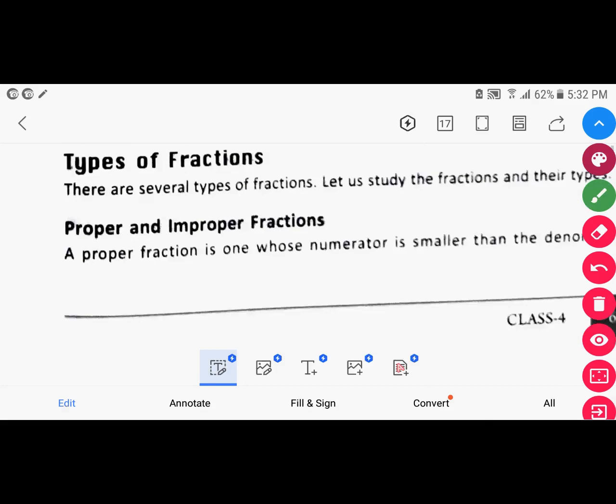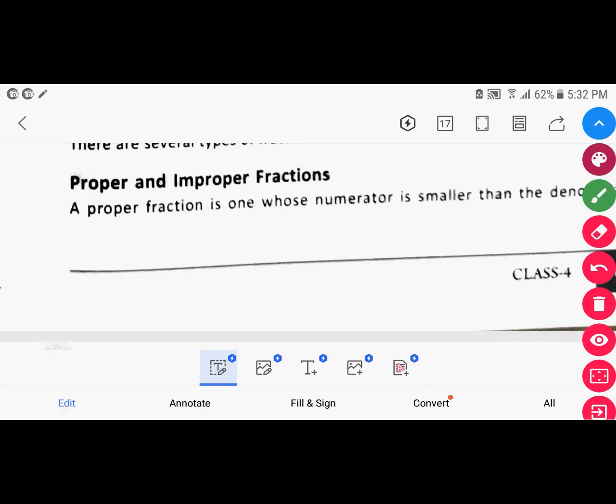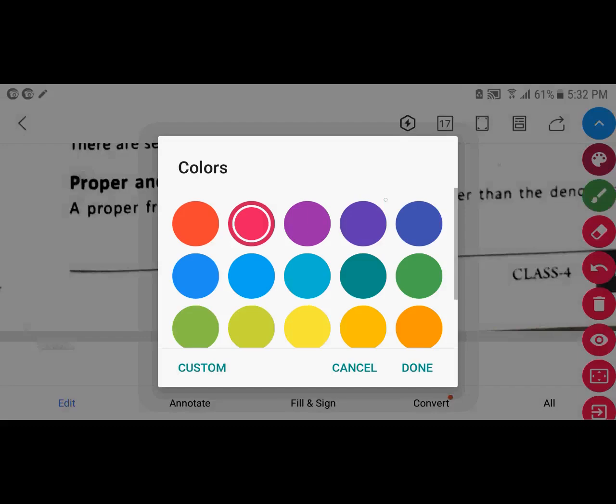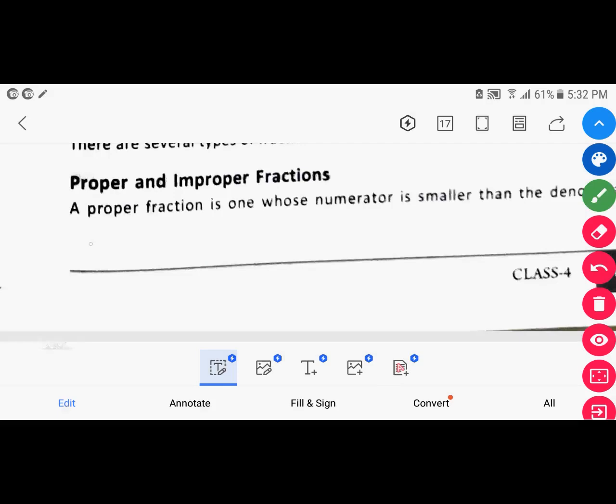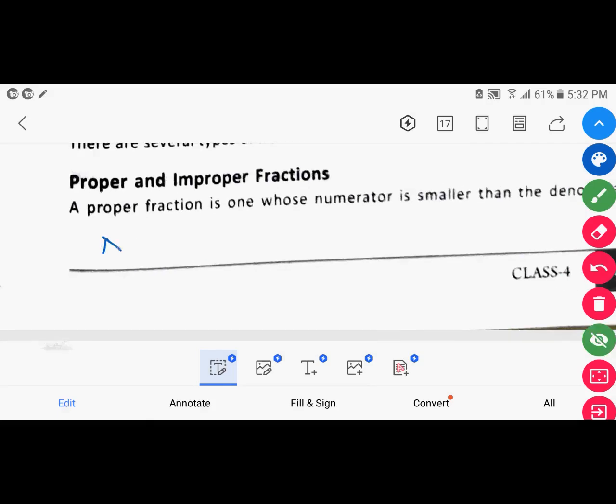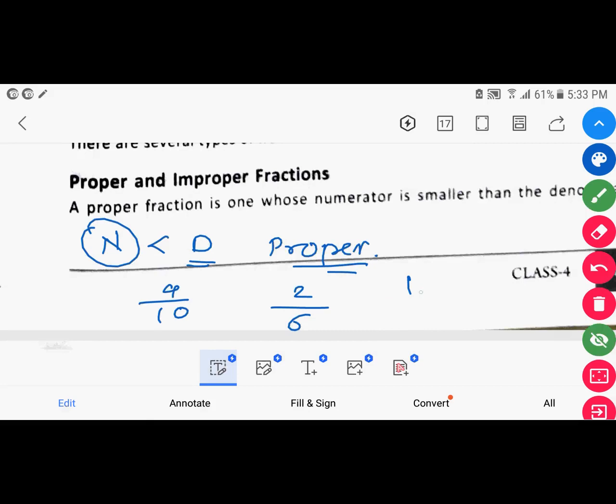Now, types of fraction. There are basically two types of fraction: proper fraction and improper fraction. So what is meant by proper fraction? The fraction whose numerator is smaller than the denominator is known as a proper fraction. For example, 4/10, 2/6, 1/3, whose numerator is smaller than the denominator, are known as proper fractions. And if the denominator is smaller than the numerator, or the numerator is greater than the denominator, then it is known as an improper fraction.